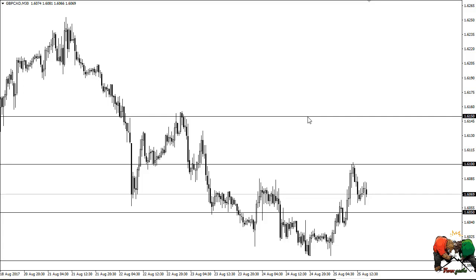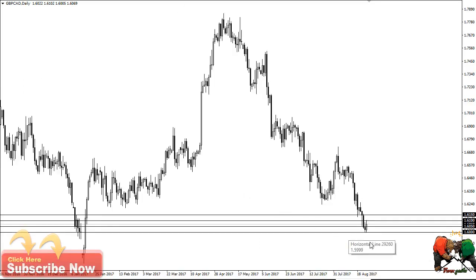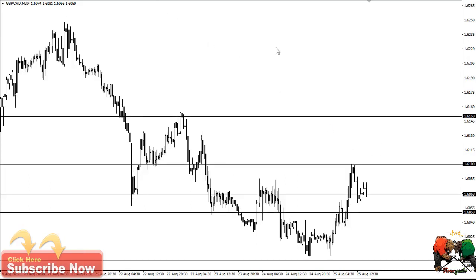The first thing I would say is you need a discernible trend. So when you go out to the daily chart, clearly the trend is down. So you need a market like this. You don't just do it willy-nilly in whatever market.